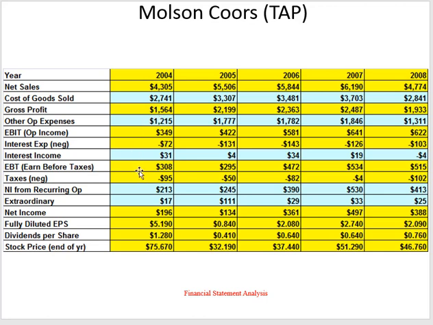expenses of the company. If you look down here in the end, $213 million is the net income from recurring operations. And we'll see as we go through here, there are extraordinary things we need to account for. We can talk about earnings per share, dividends per share. As the course progresses, we'll talk about all of these things.